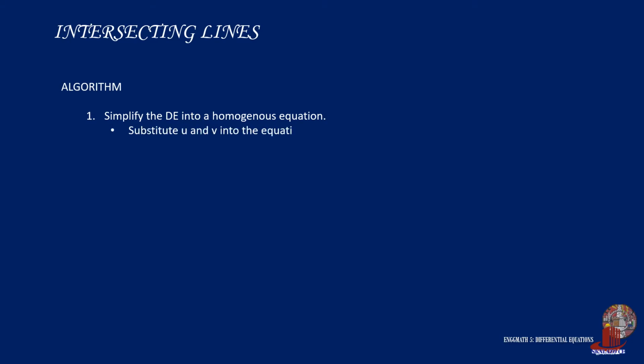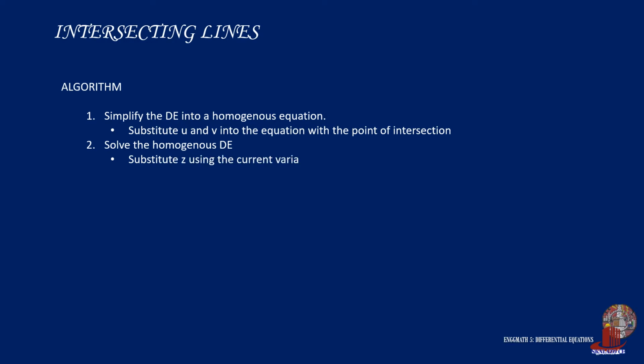In this video, we will focus on intersecting lines, the procedure of which is to start with the goal of simplifying the differential equation into a homogeneous equation by substituting variables with a point of intersection. After determining the homogeneous equation, another substitution is used to simplify the equation to be integrable when it turns into a variable separable equation.